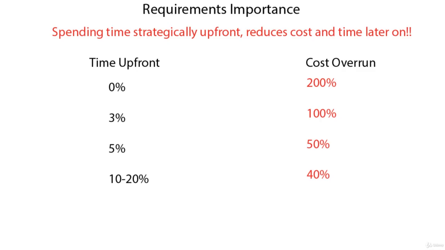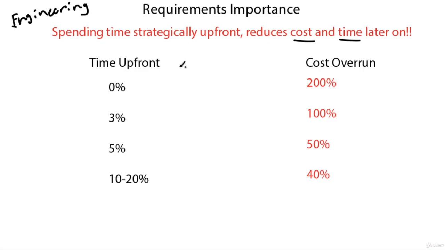Why do we use requirements? What is it saving us in the end? It just sounds like we're just spending more time when we could be coding. Well, with all engineering, and this is important, any engineering you do, you have this sort of golden rule. And the golden rule is that spending time strategically up front reduces cost and time later on.